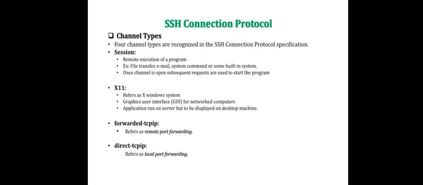Now next one is channel types in the connection protocol. Four channel types are recognized in the SSH connection protocol specification. First one is session, second one is X11, third one is forwarded TCP/IP, fourth one is direct TCP/IP. So session means this channel is mostly used in remote execution of a program. Examples are email, file transfer, system commands, or some built-in systems. Once the channel is open, subsequent requests are used to start the program.